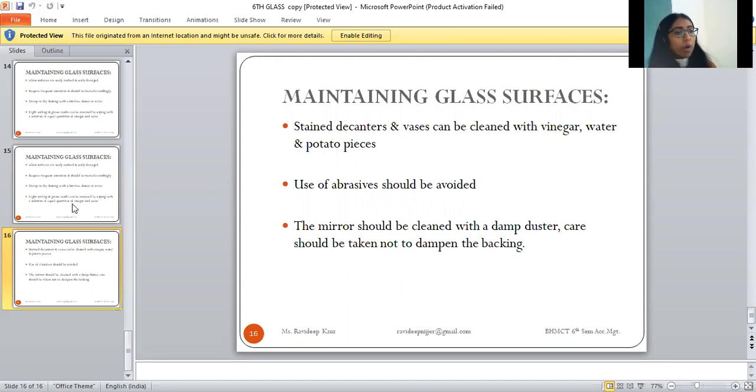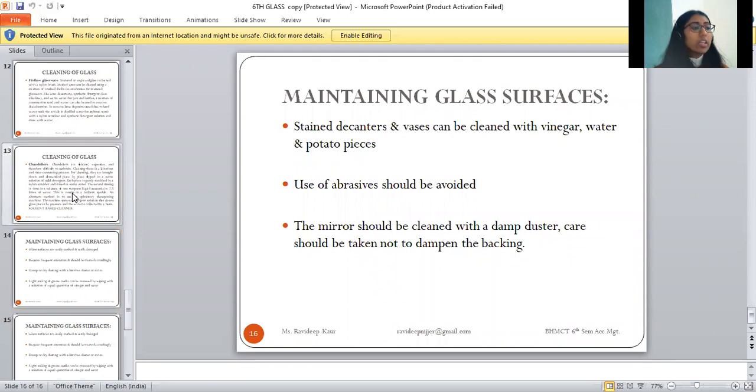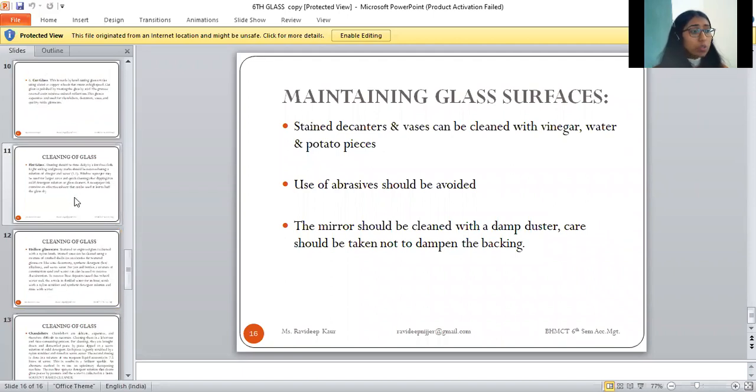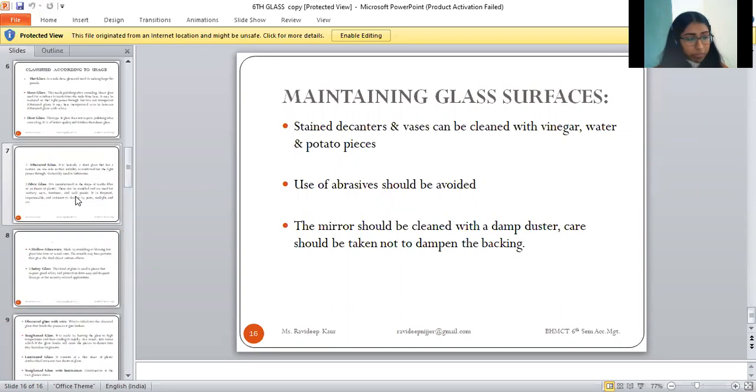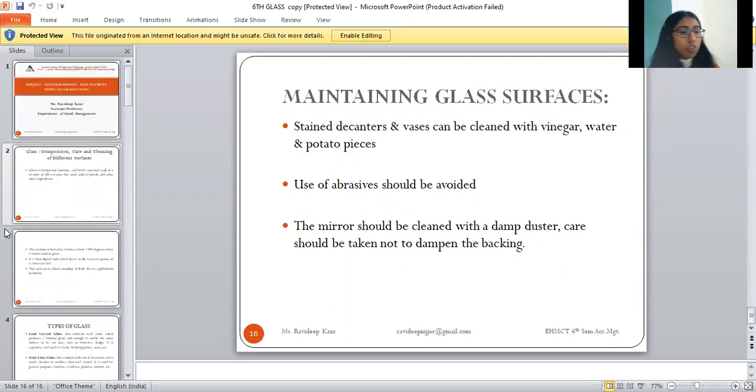So this was all about how we maintain glasses and glass surfaces. We have also studied the types of glasses. So this was all about glasses, and soon I'll show you a video of how we clean the windows and the glass articles which we have at college. This was all about giving you a little knowledge on how to take care of glass and from which materials it is made.